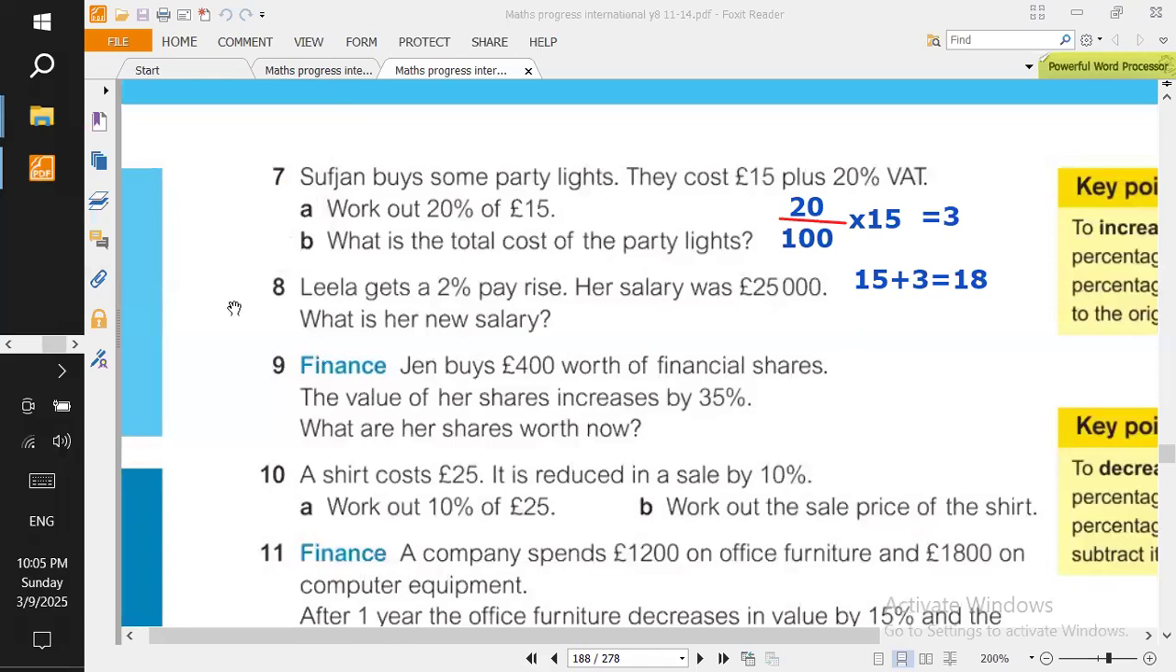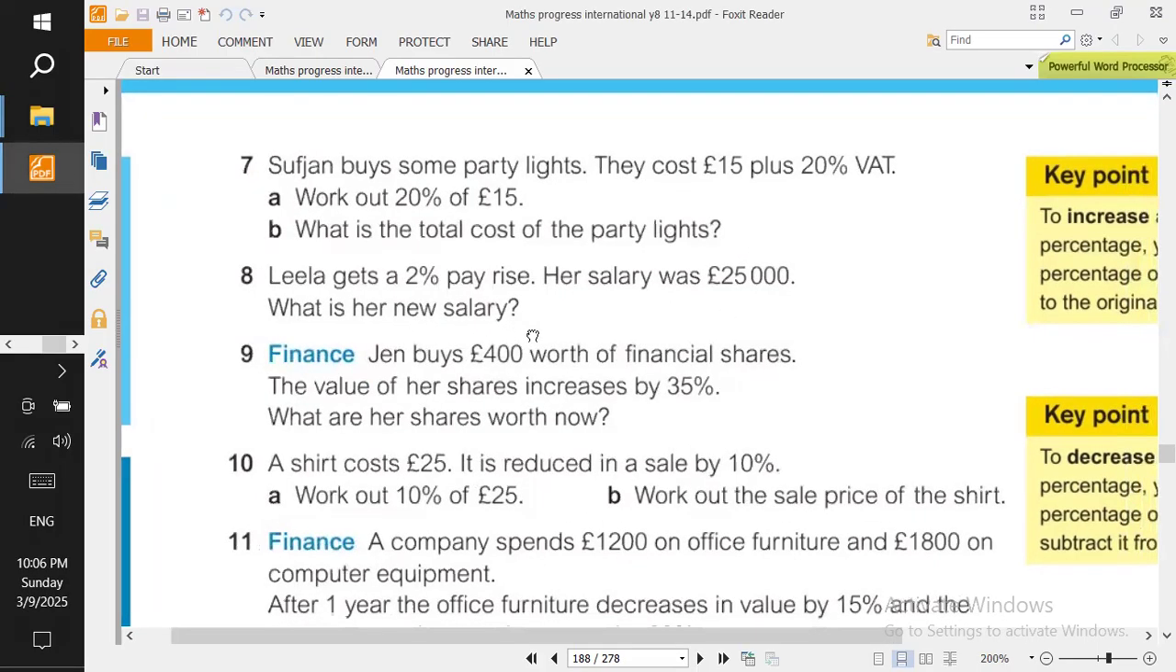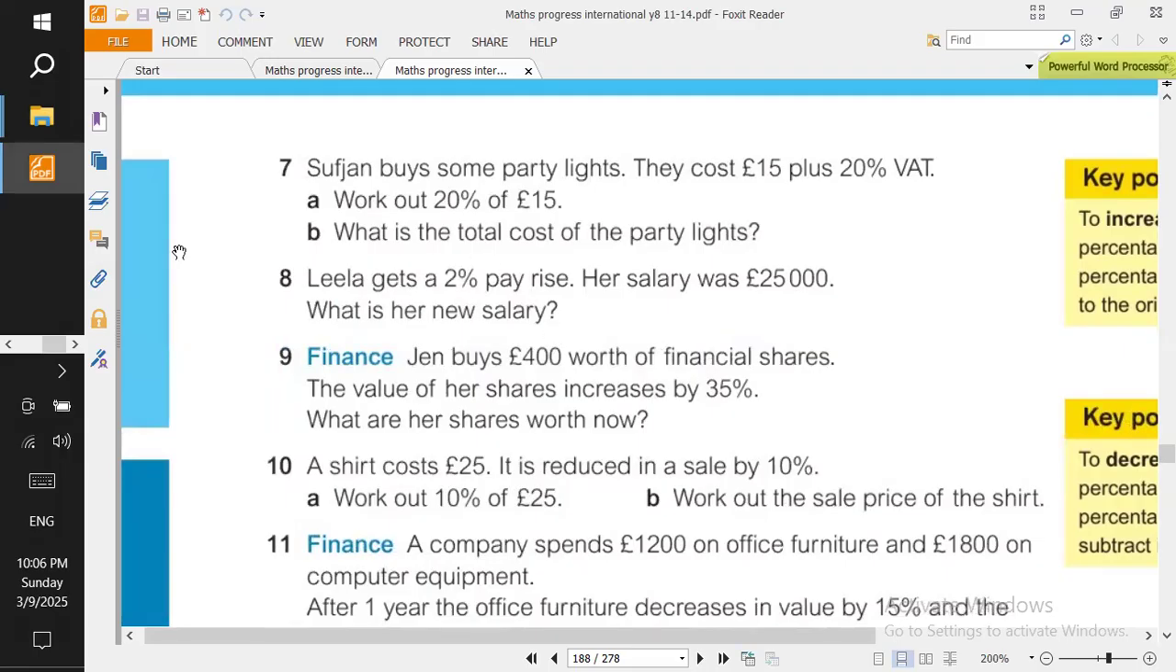Now let's move on. Question 8. Layla gets a 2% pay rise. Pay rise means increase. Her salary was £25,000. What is her new salary? Now, there's a method that we use with percentages. We can use it here. We call it the X method. I'll show you how we use it.